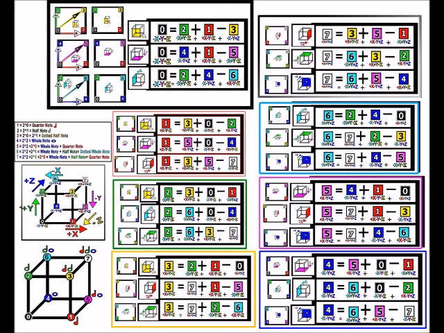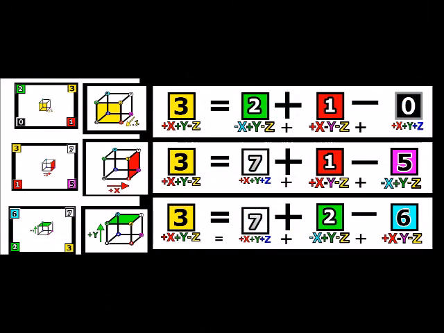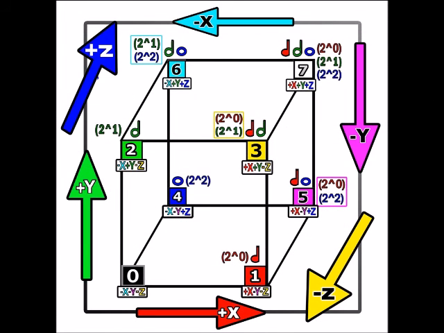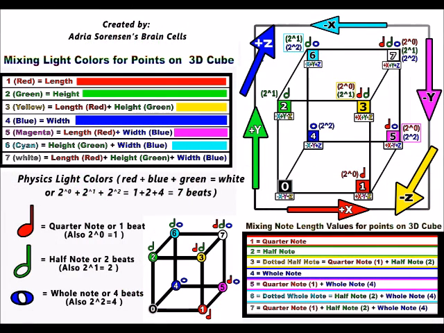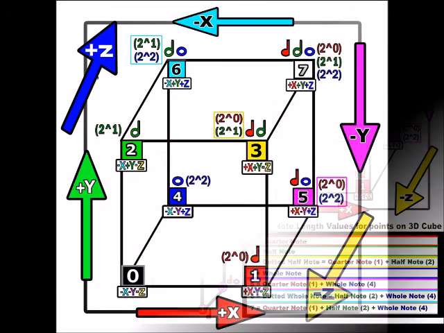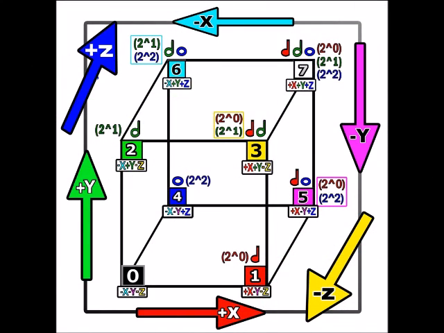The third point is a quarter note plus a half note, plus x plus y minus z, which equals yellow, which would be red plus green for the physics colors being added together, or 2 to the 0th power plus 2 to the 1st power. 1 plus 2 equals 3. The fourth dimension, the fourth point, is a whole note, which is blue, which would be the last dimension plus z minus x minus y, or 2 to the 2nd power.